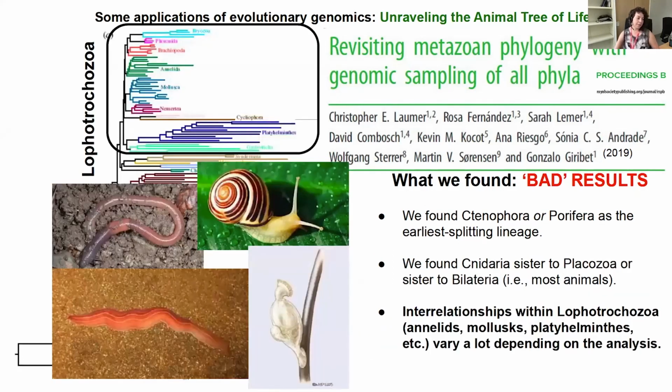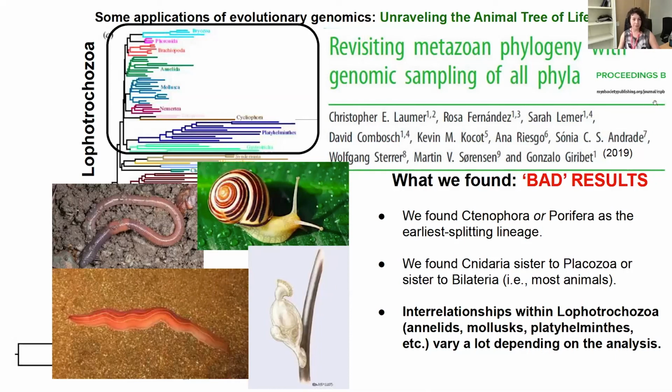And the third group of bad results that we found concerns this clade here, which is one of the largest in the animal tree of life. It's called Lophotrochozoa. And this clade encompasses annelids, mollusks, platyhelminths, nemerteans, and some other animals. And what we found is that interrelationships between these animal phyla really change depending on the type of analysis. So we did our best.